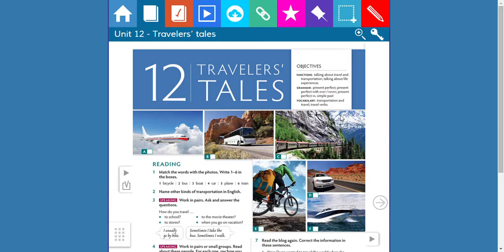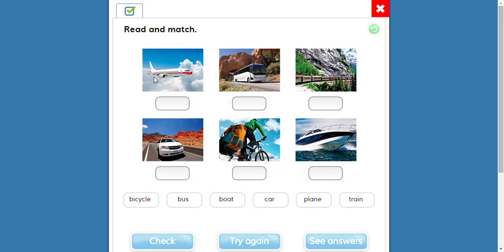Now let's see. This is in your book, remember, and it's the same in the activity, so there is no problem. So number 1, what's number 1? Could be a bicycle, a bus, a boat, car, plane. Okay, you're right. Let's continue with letter B. Bus. Next, bicycle, boat, car, train. Yes, you're right, train.